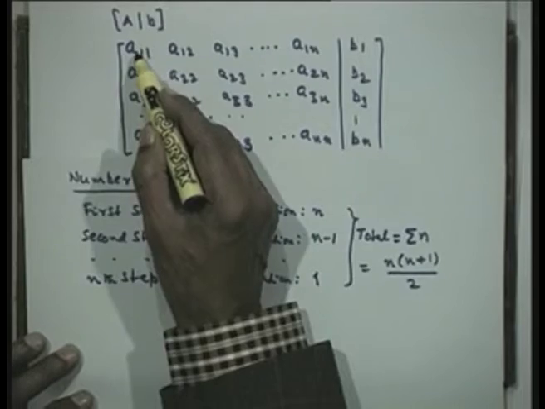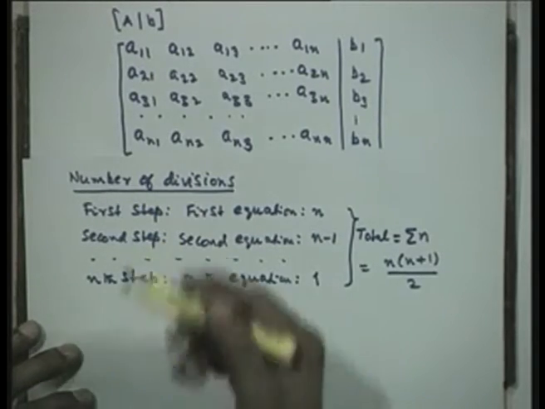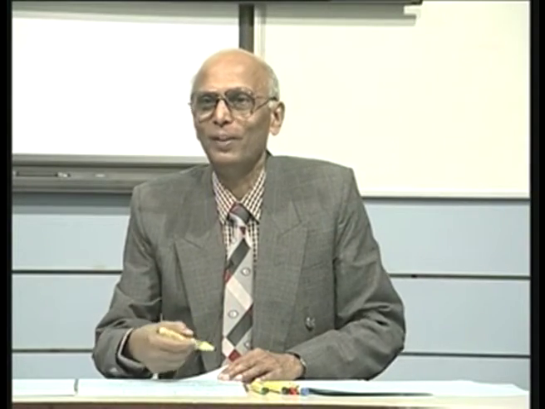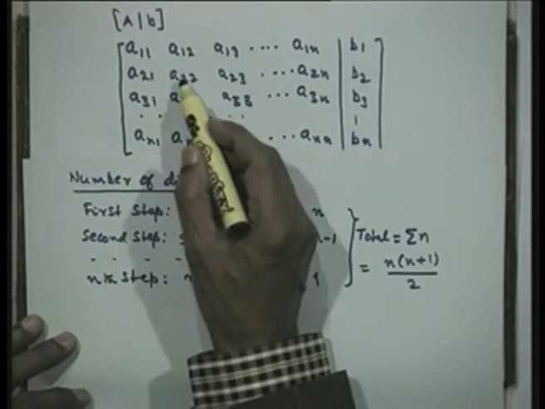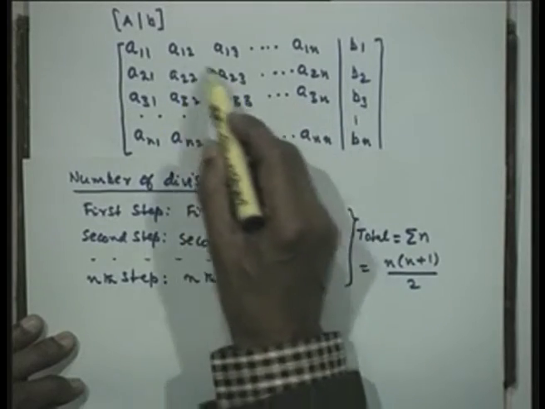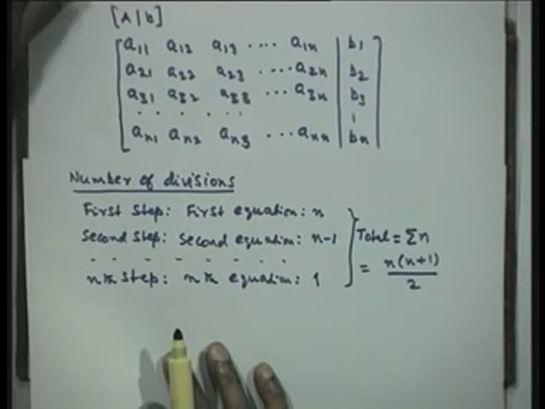We do not divide a11 by a11, right. So, when we divide a11 by a11, we know that it is going to be 1. So, we are not going to divide a11 by a11, otherwise we introduce a round off error. So, we assume that when you divide this element by this element, it will be 1. So, therefore, the count will be leaving that particular pivot, you need to do it.